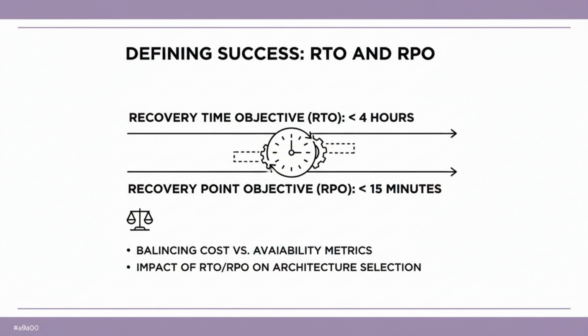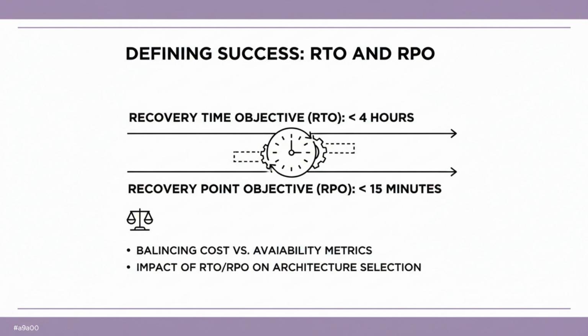Before choosing tools, we must define our recovery time objective, RTO, and recovery point objective, RPO. RTO represents the maximum acceptable duration of a service outage. In high-scale systems, we often target an RTO of less than 4 hours. RPO defines the maximum age of files that must be recovered from backup storage for operations to resume. For critical financial or user data, an RPO of less than 15 minutes is standard.